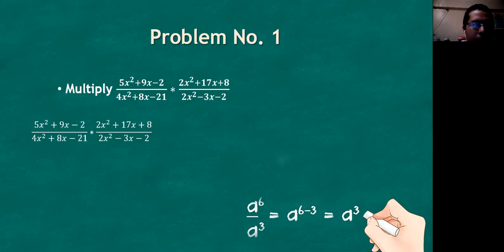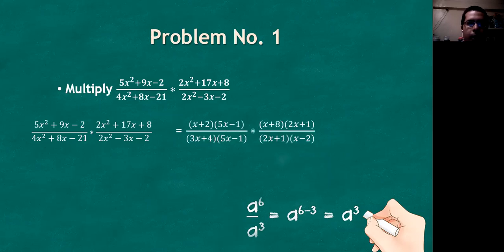We're going to factor by the trial and error method. So for 5x squared plus 9x minus 2 over 4x squared plus 8x minus 21 multiplied by 2x squared plus 17x plus 8 over 2x squared minus 3x minus 2, in factored form your expression will look like this. By trial and error, the factors of 5x squared plus 9x minus 2 are x plus 2 multiplied by the quantity 5x minus 1.